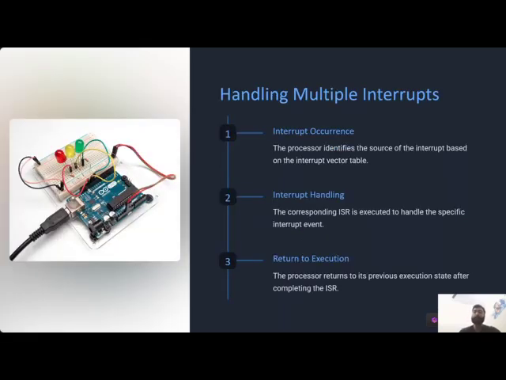Handling multiple interrupts. Interrupt occurrence: the processor identifies the source of the interrupt based on the interrupt vector table. Second one, interrupt handling: the corresponding ISR is executed to handle the specific interrupt event. Third one, return to execution: the processor returns to its previous execution state after completing the ISR.